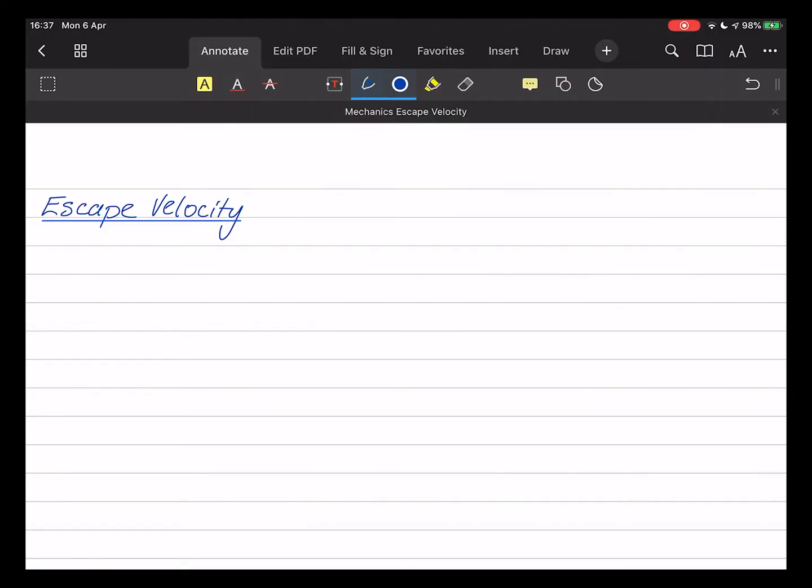Escape velocity. This is the velocity that one body must be traveling in order to escape the second. And that's such a good definition, I might write that down right now.